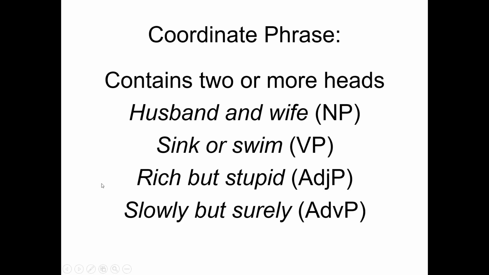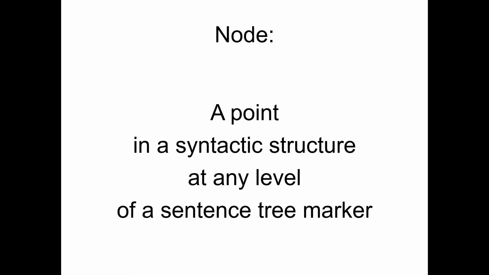The people are rich but stupid. So these two are independent of each other. You can use one without the other. You can say they are rich, or you can say they are stupid. So you can use one independently of the other. It's a coordinate phrase. And the last thing is a node.